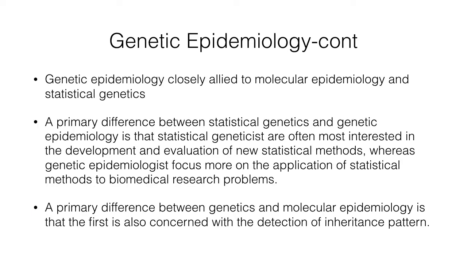Genetic epidemiology is closely allied to molecular epidemiology and statistical genetics. The primary difference between statistical genetics and genetic epidemiology is that statistical geneticists are often more interested in the development and evaluation of new statistical methods, whereas genetic epidemiologists focus more on the application of statistical methods to biomedical research problems. The difference between genetic and molecular epidemiology is that genetic epidemiology is concerned with the detection of inheritance patterns.